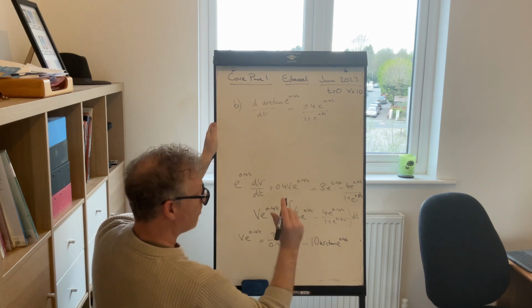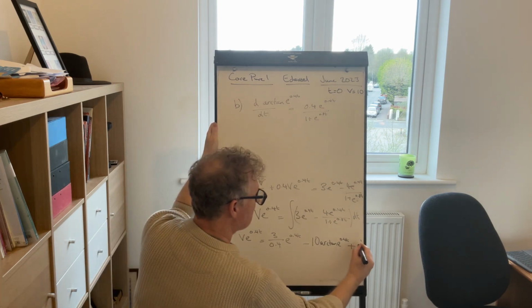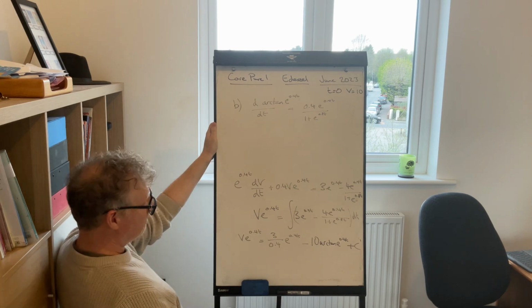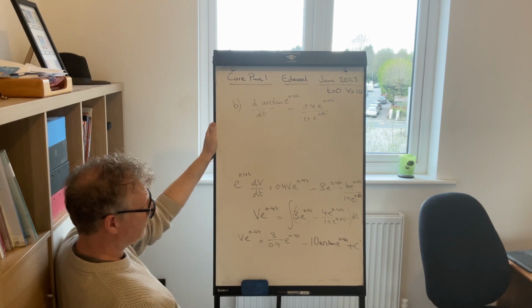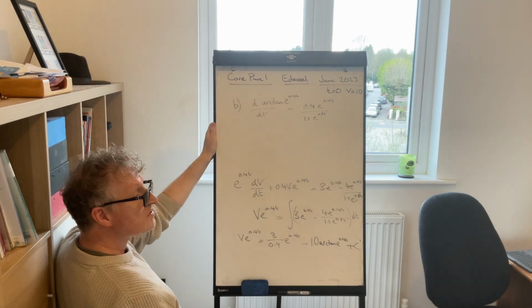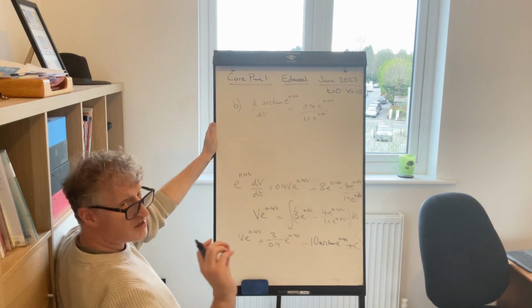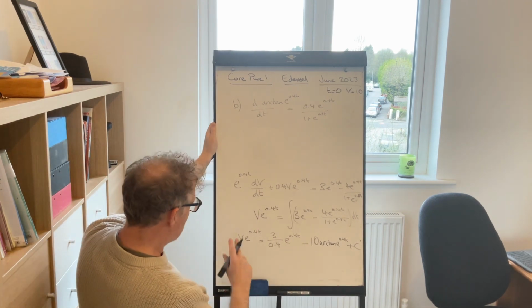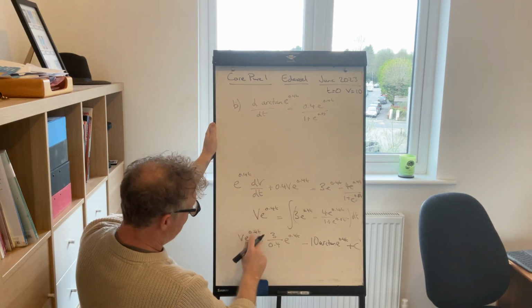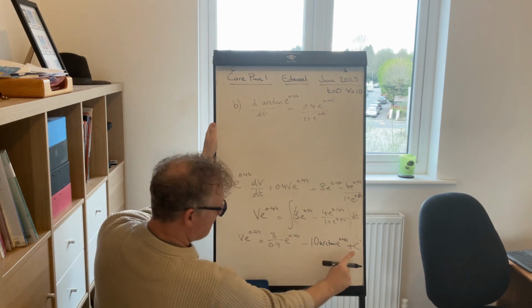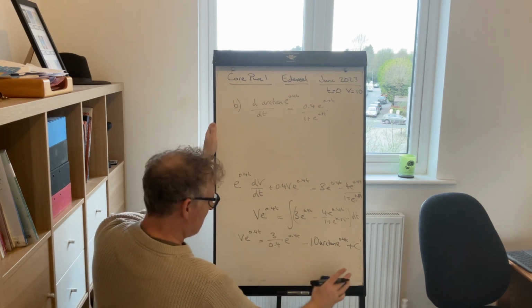Lovely. But don't forget your plus c. Okay, so we now got plus c in there. Right, we want our formula, the answer to this differential equation, in the form of v equals f of t. So we're going to have to divide by this e to 0.4t. But first, that's c. We're going to need to sort out that c.